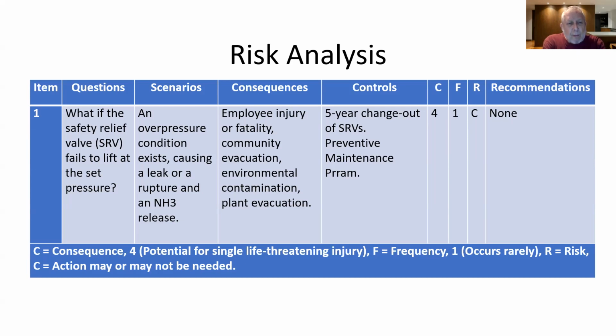Scenario then is an overpressure condition exists, causing a leak or a rupture and an NH3 release. NH3 is anhydrous ammonia. Anhydrous just means without water, so that means more like pure ammonia. Consequences: employee injury or fatality, community evacuation, environmental contamination, plant evacuation. Remember, the scenarios here: an overpressure caused a leak or a rupture. A leak of a tank probably wouldn't be too bad, but a rupture would really be bad.